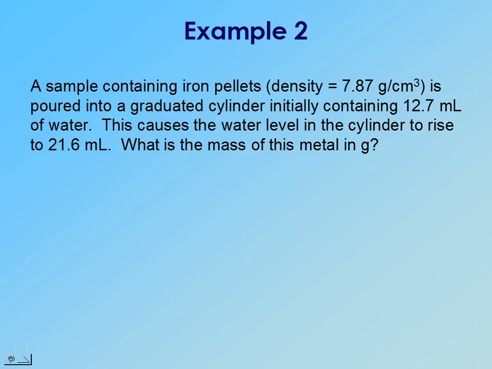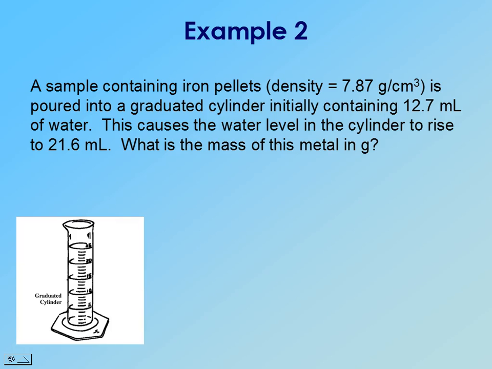In our second example, this is more of one that we would do in lab. We have iron pellets that are poured into a graduated cylinder that has 12.7 mL of water. The water level rose to 21.6 mL. We want to figure out what the mass is of our metal in grams. We're going to do one similar to this on the summer assignment, but I believe you're going to find the final volume instead. You also already know the density of the iron pellets that was given to us in the first sentence. So here's a graduated cylinder.